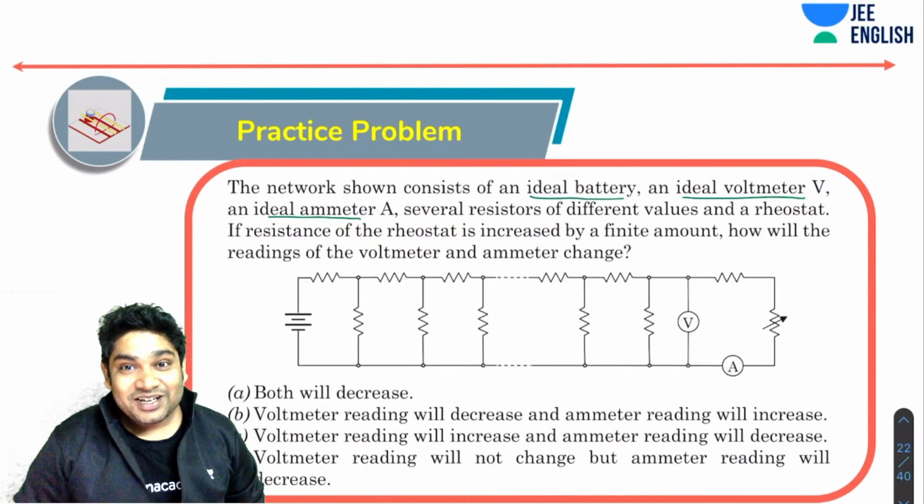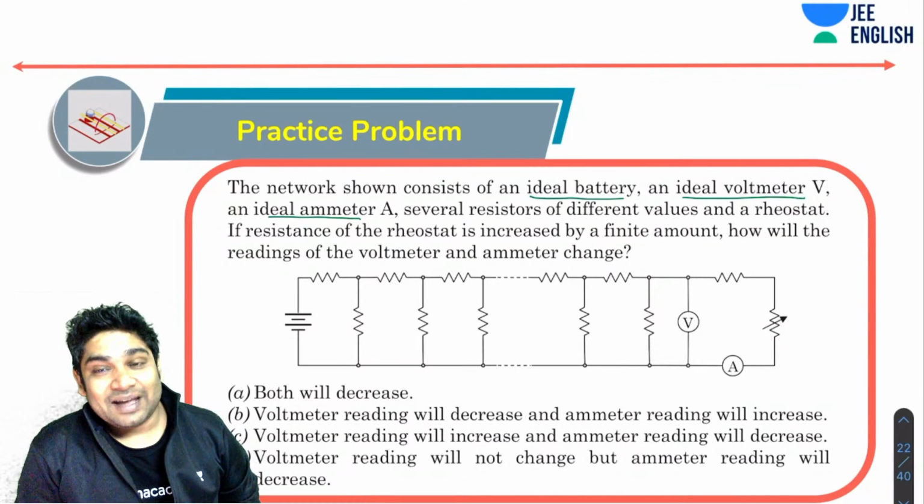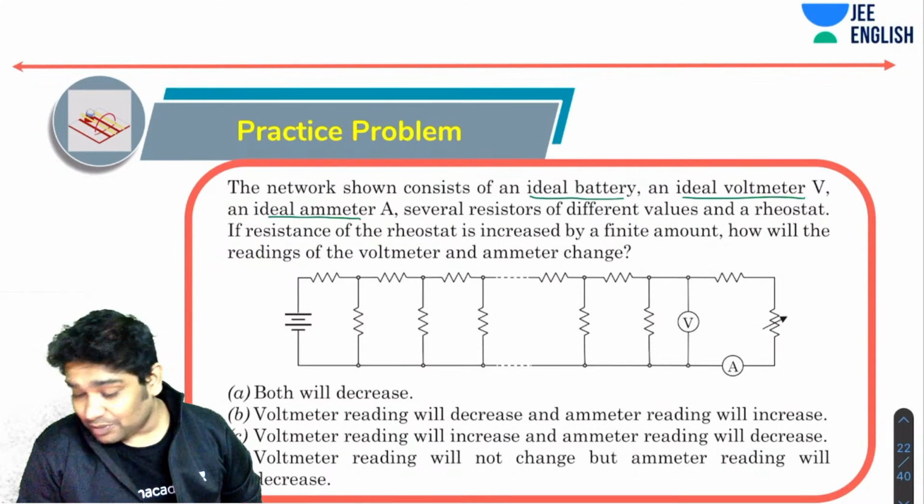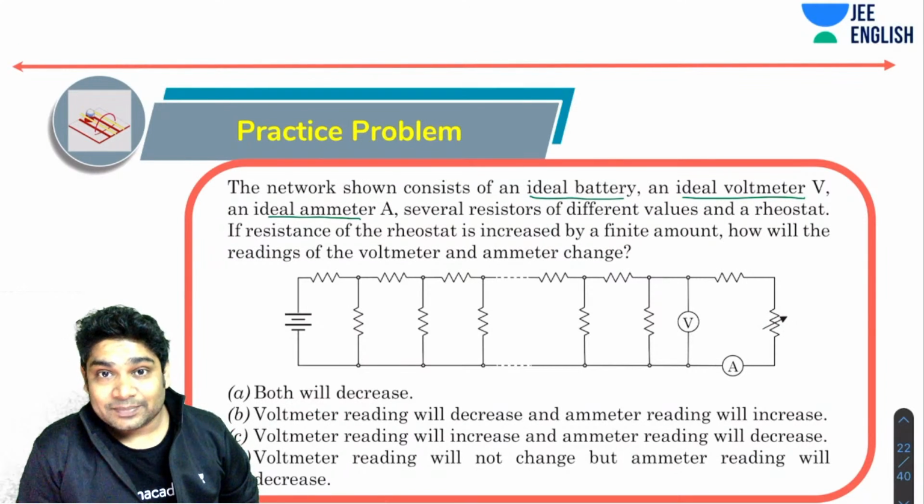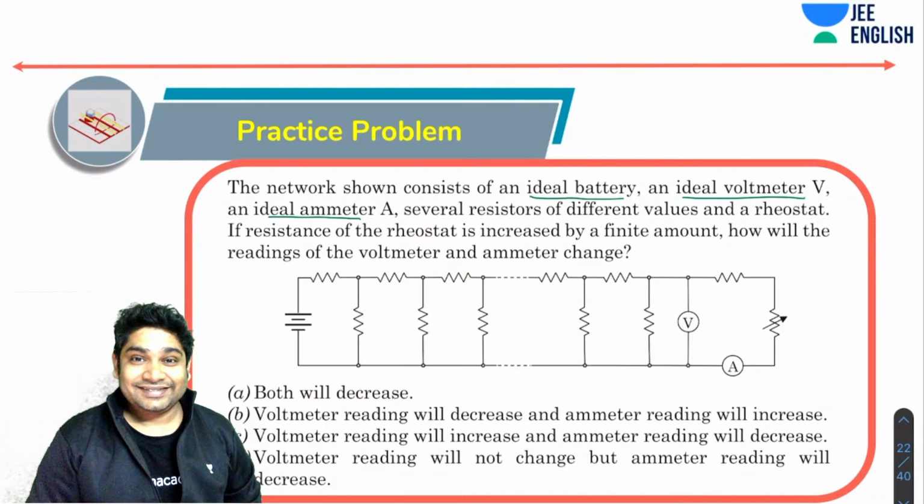Option A says both will increase. Option B says voltmeter reading will decrease and the ammeter reading will increase. Option C says voltmeter reading will increase and the ammeter reading will decrease. Option D says voltmeter reading will not change but ammeter reading will decrease. What do you think is the correct answer? Think about this. This should be easy to answer.